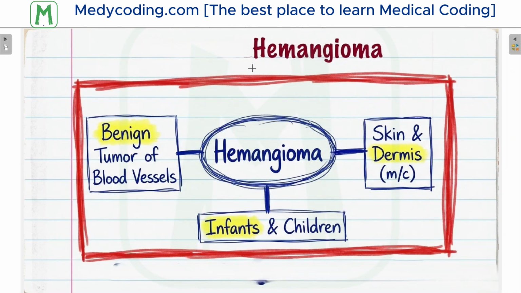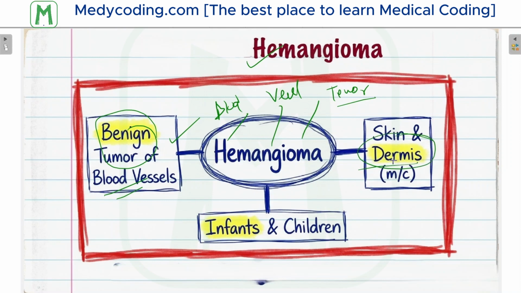Now let's discuss an important disease of the dermis, that is hemangioma. We know that the dermis layer contains blood vessels. So it is a benign tumor of the blood vessels. Hem means blood, angio means vessels, and oma means tumor. So hemangioma is a benign tumor of the blood vessels and it affects the dermis layer. If you memorize the root words, then it will be easy to identify the meaning of a medical term. So visit Medycoding.com and download root words.